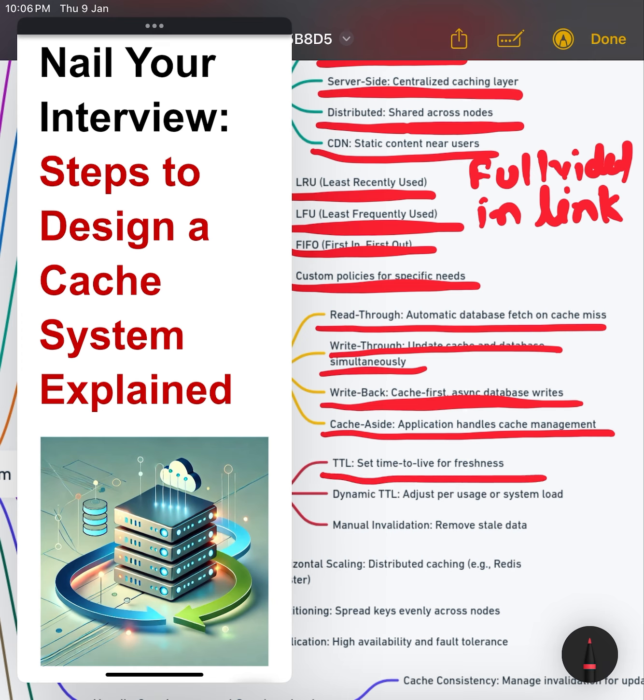6. Define data expiration rules. Time to live. Set expiration times for cache data to ensure freshness. Dynamic TTL. Adjust TTL based on data type, usage patterns, or system load. Manual invalidation. Allow manual eviction of specific keys or datasets when data becomes stale.